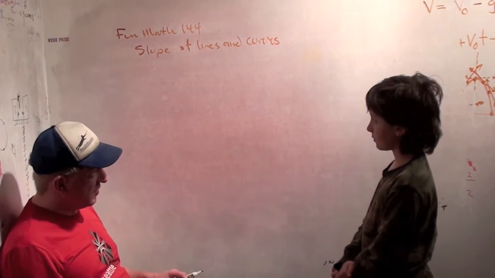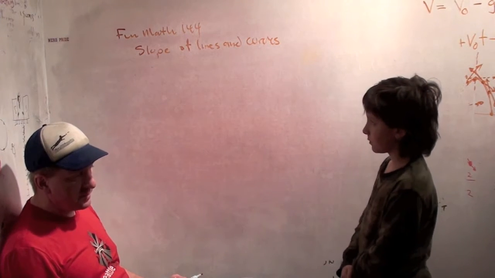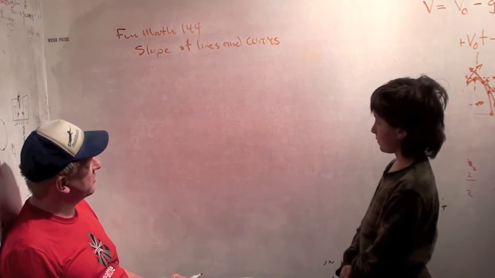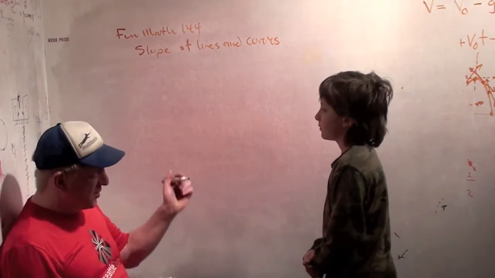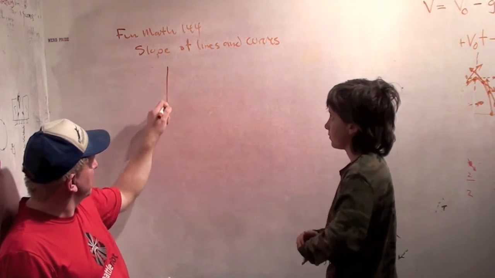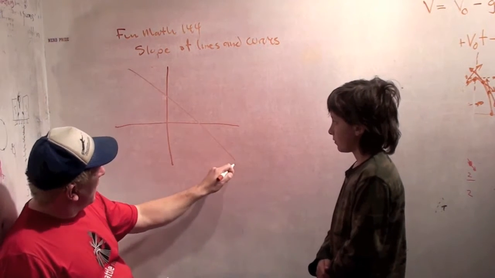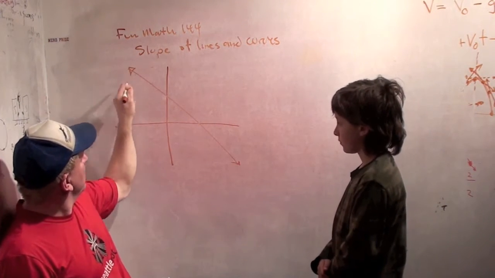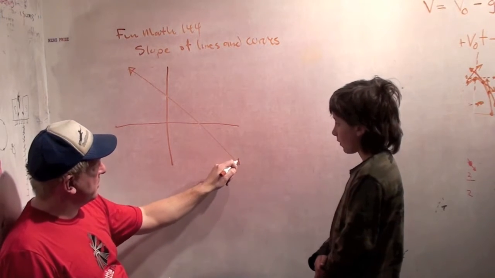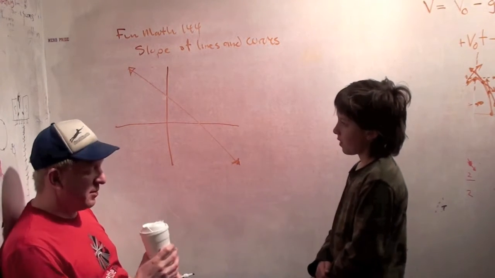We were talking about slopes of lines, and we got on to talking about slopes of curves because you asked me about that. But let's just do a fun video about slope. So here's my x and y axis, and I have a line. What does the slope of the line mean? When I say the slope of the line, what am I talking about?